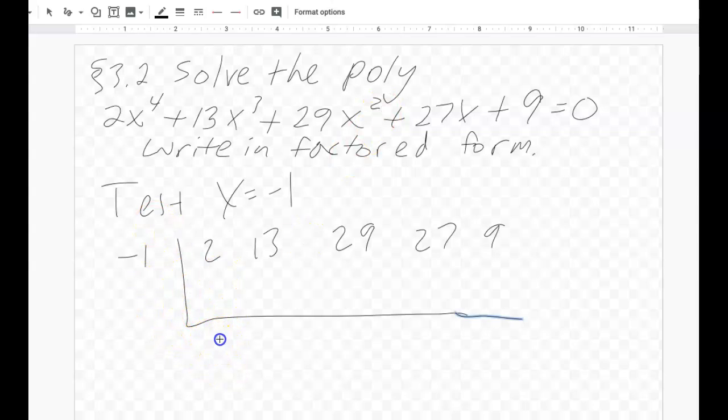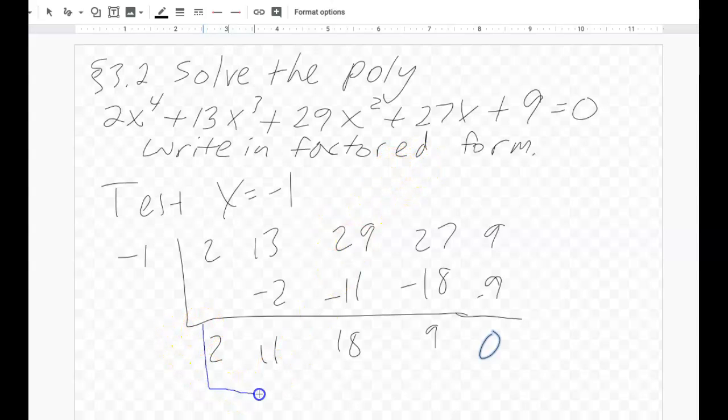So we'll begin by dropping down to 2. -1 times 2 is -2. Subtracting, we get 11. -1 times 11 is -11. Subtracting again, we'll get 18. And then -18. 27 minus 18 is 9. -1 times 9 is -9, and 9 minus 9 is 0. So since we ended up with a remainder of 0, we know x equals -1 is a 0, and we also know x plus 1 is its factor.